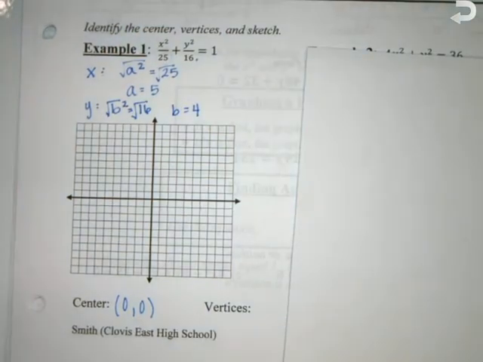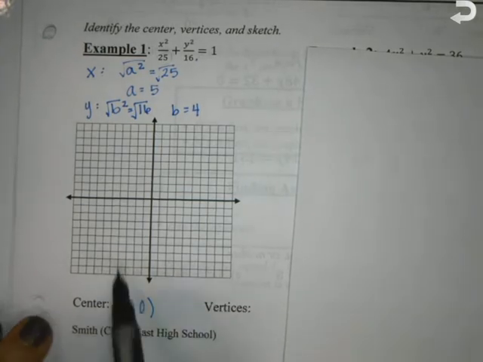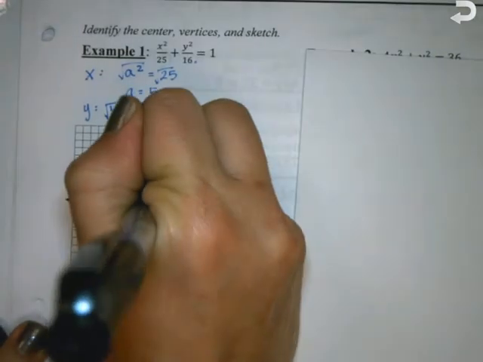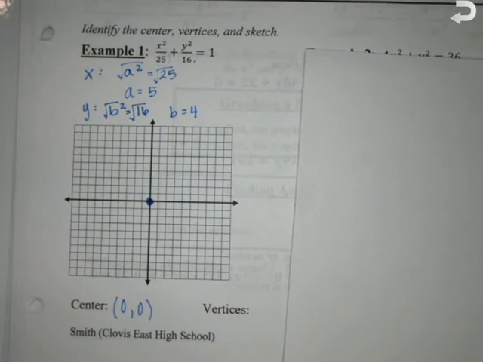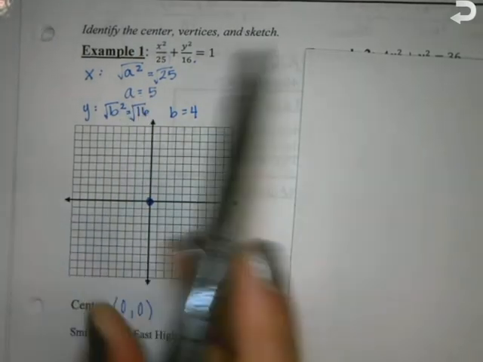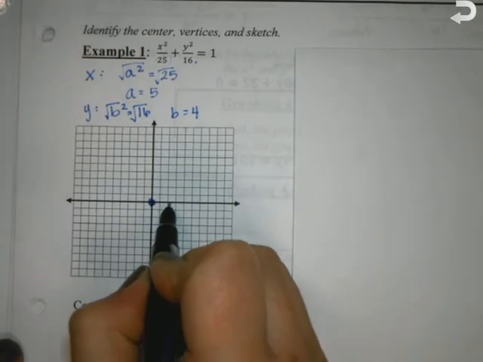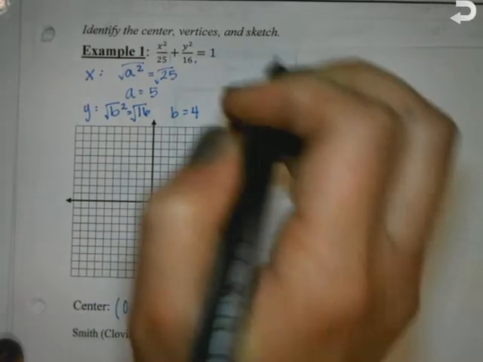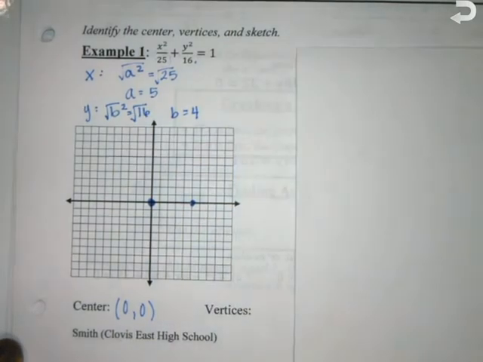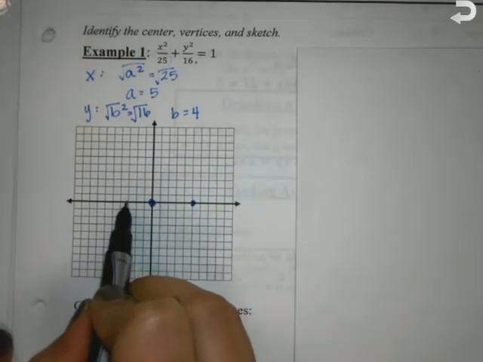Okay, so to graph these things, we first graph the center. The center is 0, 0. So let's put a point there. Okay, let's graph the a's first. A is the x-coordinate, so we're going to go to the right 5 spaces. 1, 2, 3, 4, 5. Put a point there. And then we're going to go to the left 5 spaces. 1, 2, 3, 4, 5. So you're going to put a point right there.